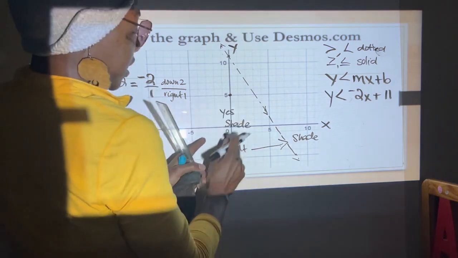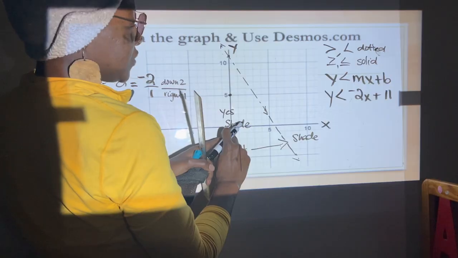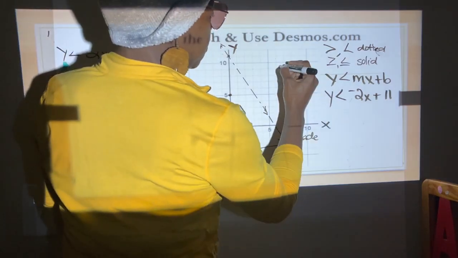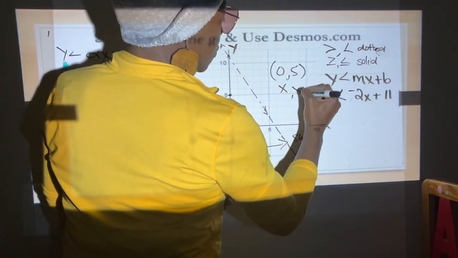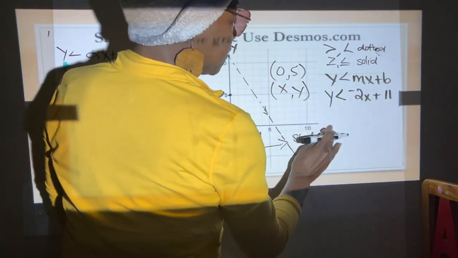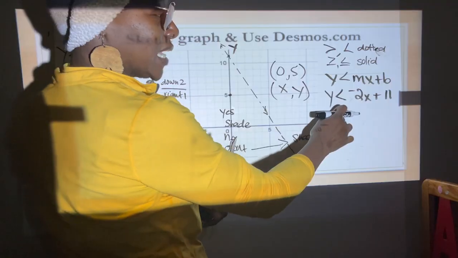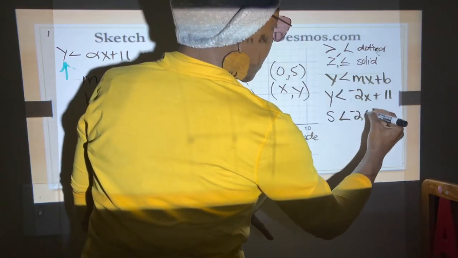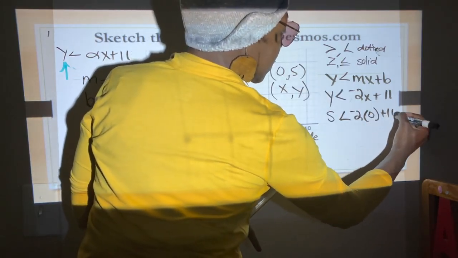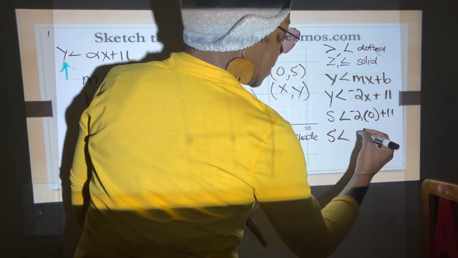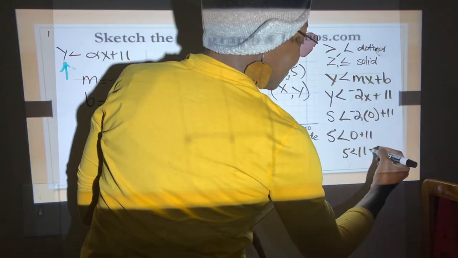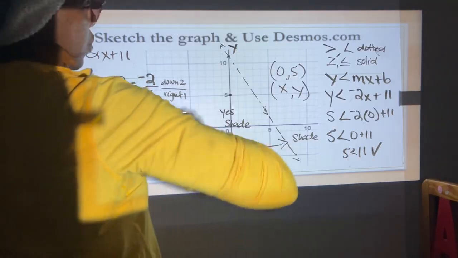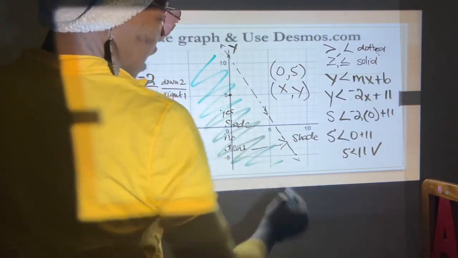So let's try the point. If I start at the origin, I don't go left or right, and I go up 5, so that's (0, 5). The x is 0, the y is positive 5. If this is part of the solution, then it will make the inequality true. So if y is 5, this should be less than negative 2 times the x value of 0 plus 11. So 5 is less than 0 plus 11. 5 is less than 11. It does check. So what that means is shade on this side of the line.